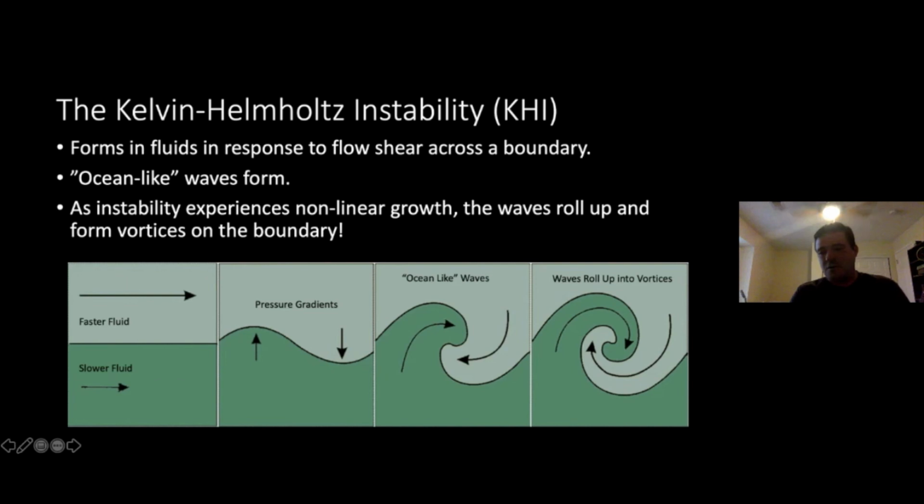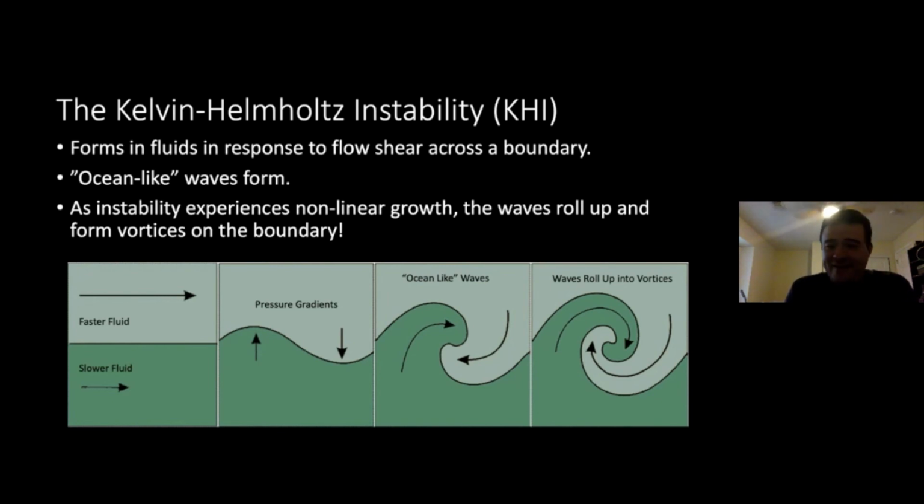Essentially, you get gradients in pressure that create bulges in either direction along the boundary, and then the flow distorts those, and they roll up into these ocean-like waves. Then the instability's growth becomes nonlinear, and the waves start rolling up and rolling up, very similar to an ocean wave breaking.